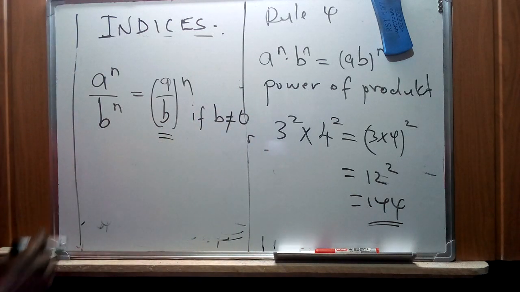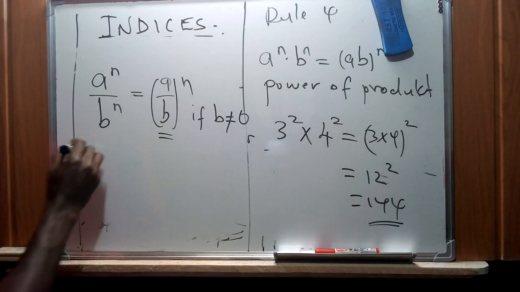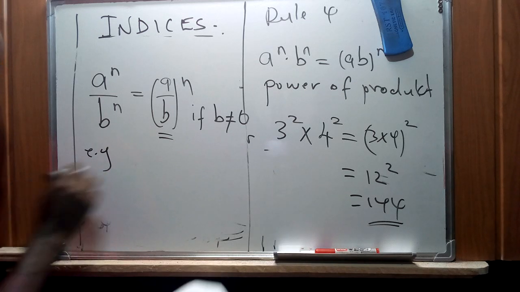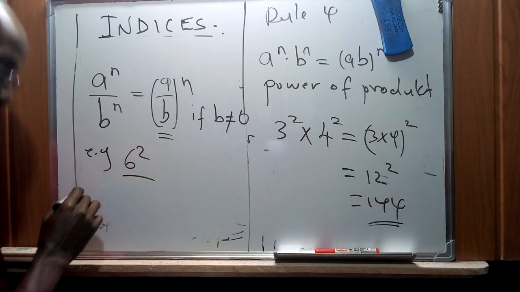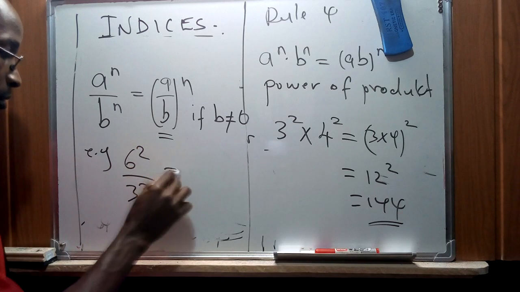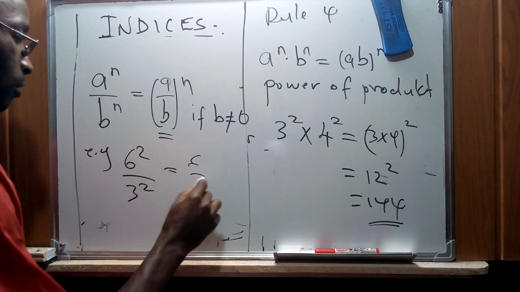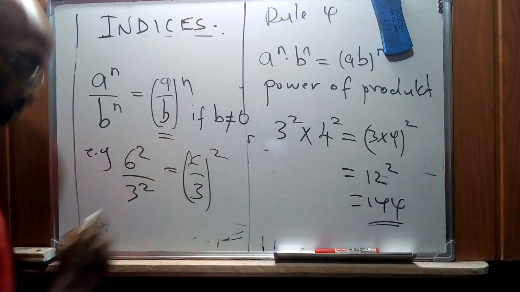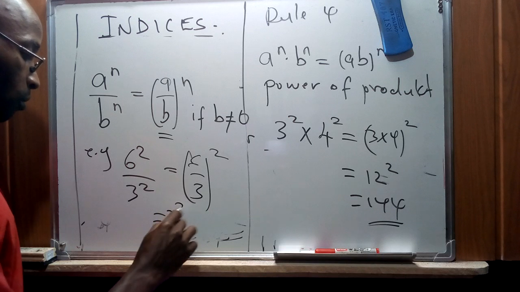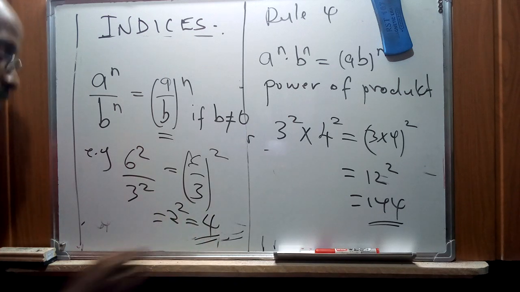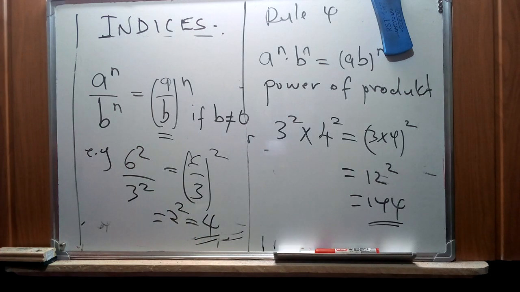Of course, for fractions, if the denominator is 0, then it is indeterminate. We cannot determine the number for that. For example, if we have 6 raised to power 2 over 3 raised to power 2, then this is going to give us 6 over 3 raised to power 2, which is 2 raised to power 2, which is 4. So that is how the power of a quotient rule applies.